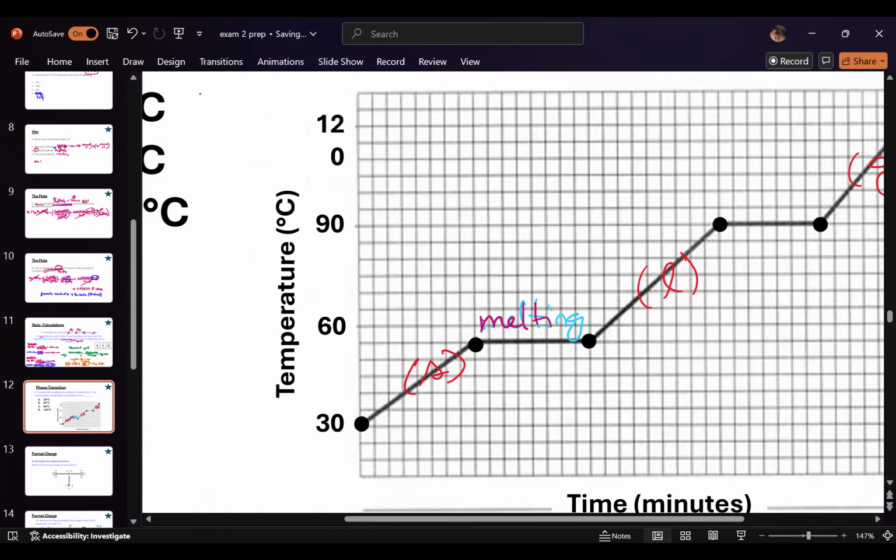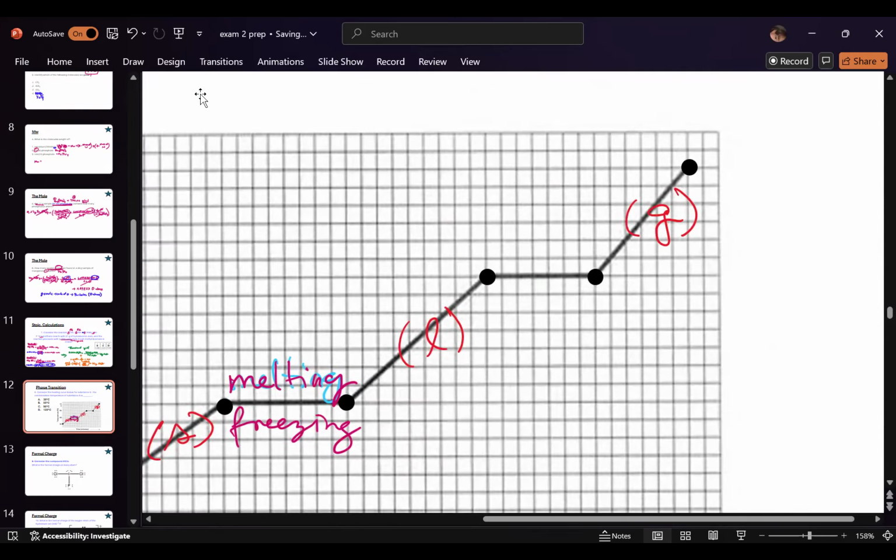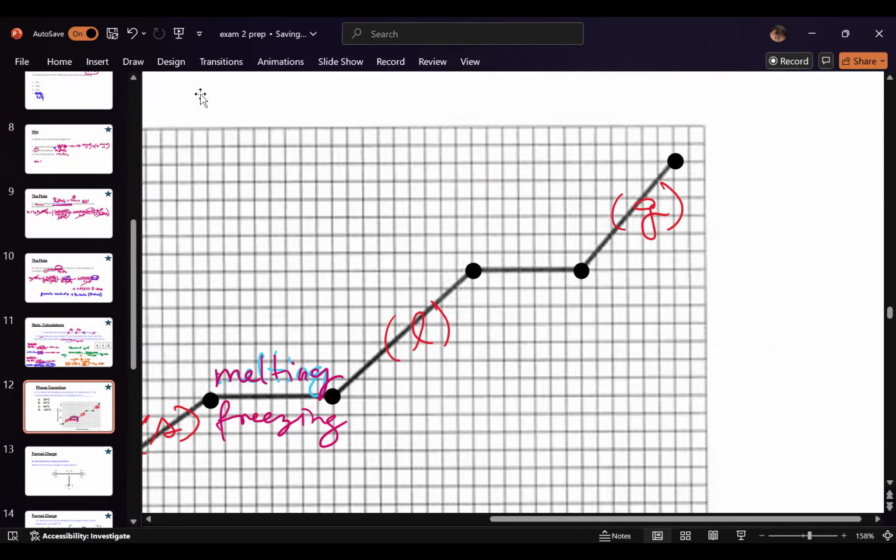Oh, perfect. You're melting. And when you're going from liquid to solid, think of water that you're putting in a freezer. You are freezing it. When you're going from liquid to gas, think about evaporation. Liquid to gas is evaporation. And then vice versa, gas to liquid, that would be condensation. Think about clouds.